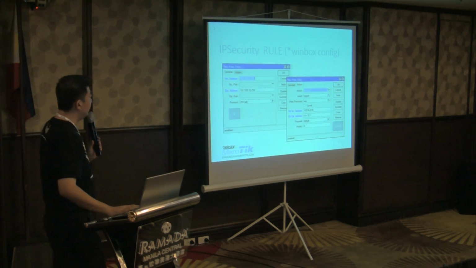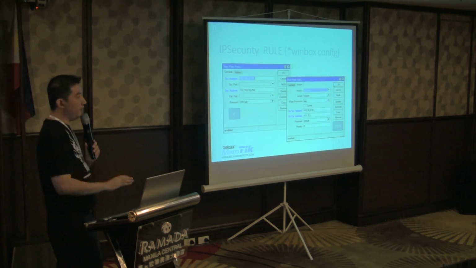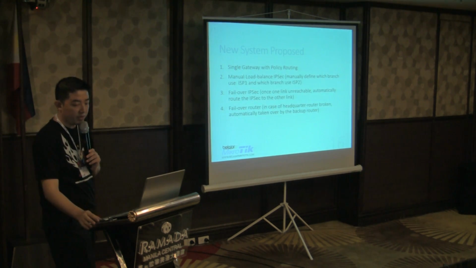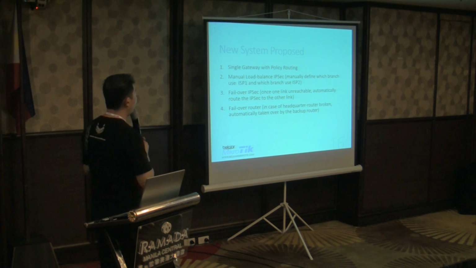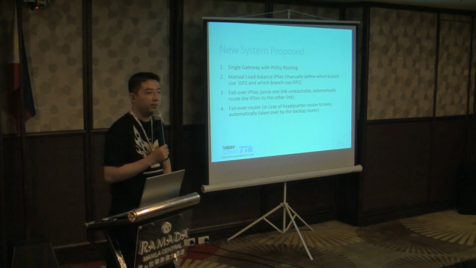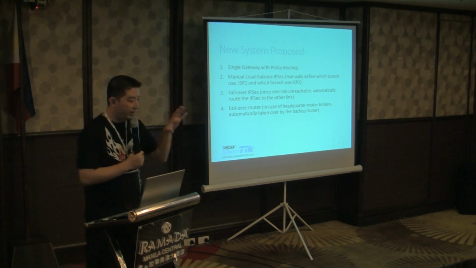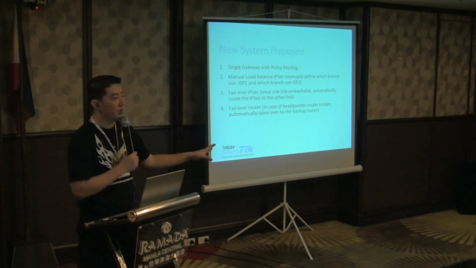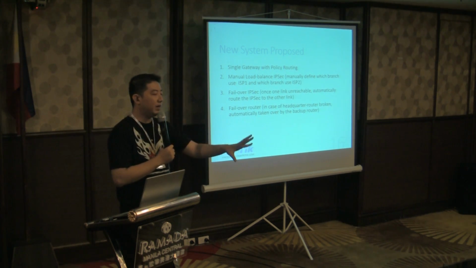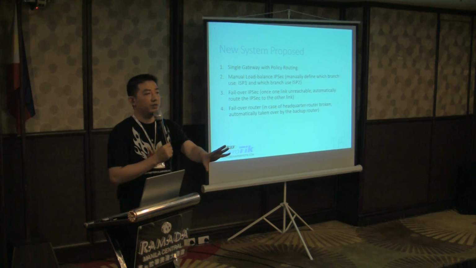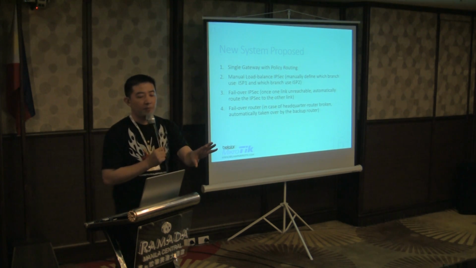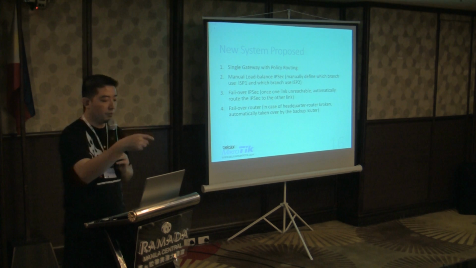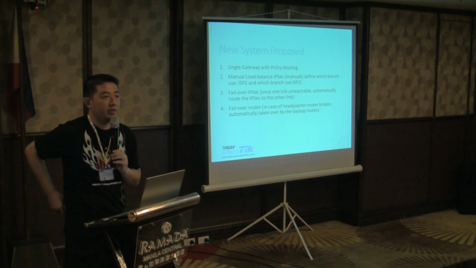And then, based on this kind of information, we propose a new system. The new system will have a single gateway with policy routing. It means that they don't have to provide two routers with one backup router. Instead, provide one router with one backup router. That's all they need. And then the second system we proposed is the manual load balance IP security.